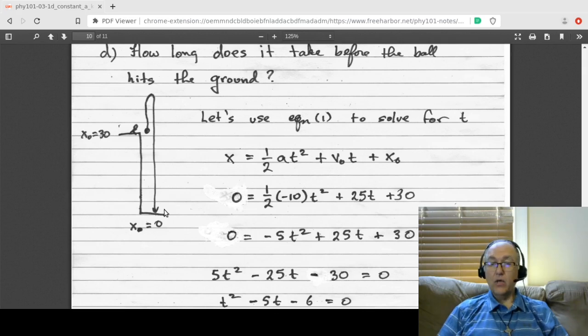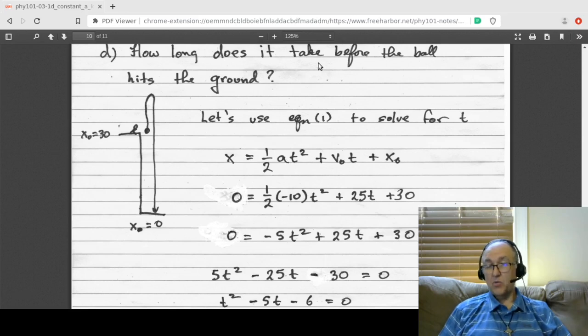Okay, so I didn't go through and rewrite all of the variables again, because only one variable changes, and that's your x, your final position. So the initial position is still 30. We're going to use equation number 1 to solve this. Your initial position is still 30. Your initial velocity is still 25. Your acceleration is still -10.